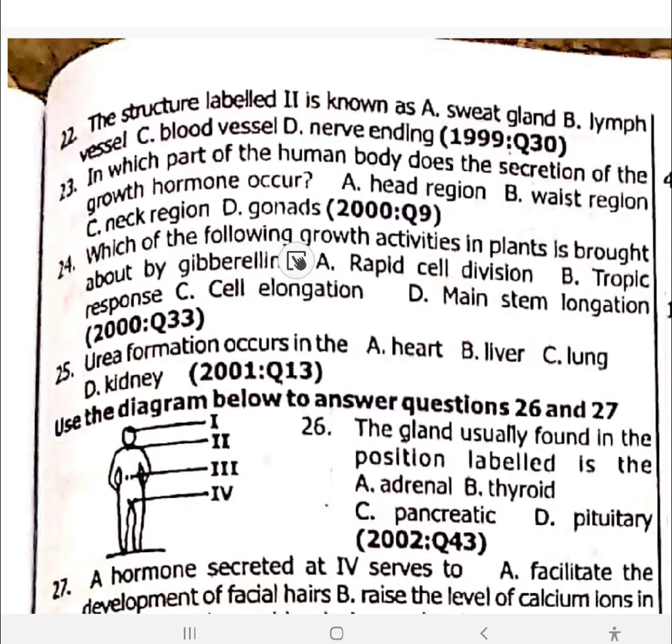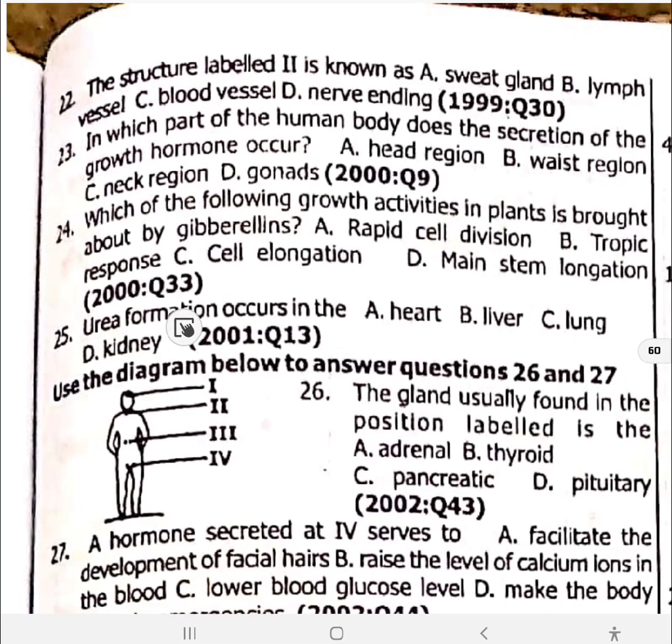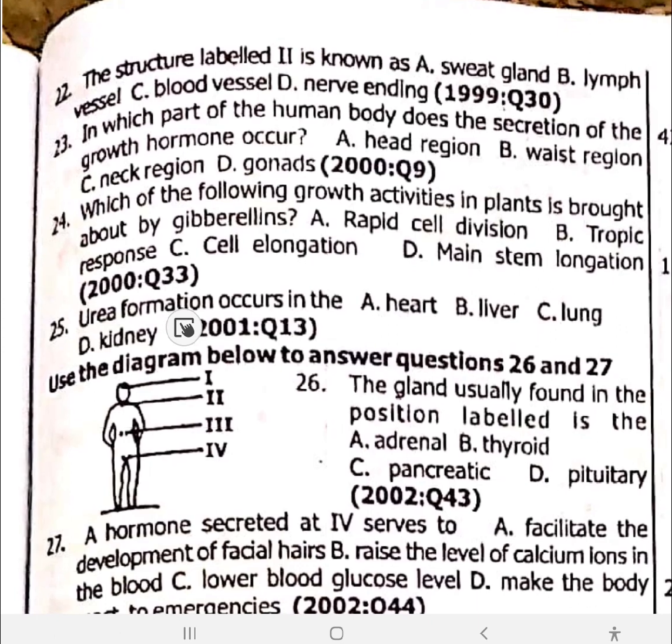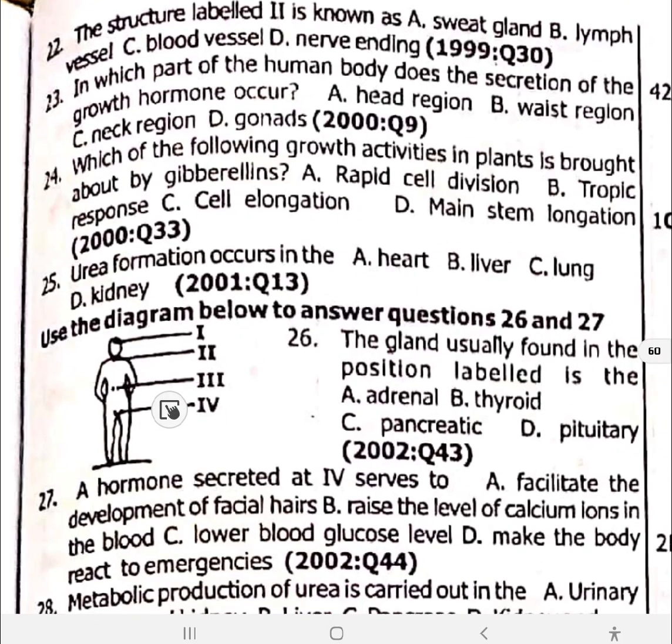Which of the following growth activities in plants is brought about by the gibberellins? Remember, we talked in the previous clip that gibberellin causes cell elongation or elongation of stem. 24 is option C. Gibberellin is a type of plant hormone that makes the stem grow longer. You understand? 25. Urea formation occurs in the, most students will always get this one wrong, the liver. Urea formation occurs in the liver, not the kidney. 25 is option B.